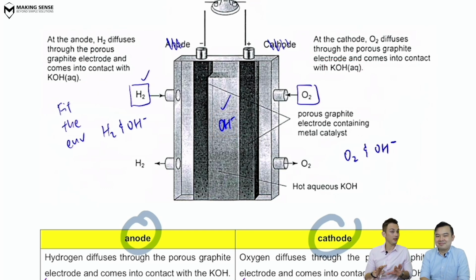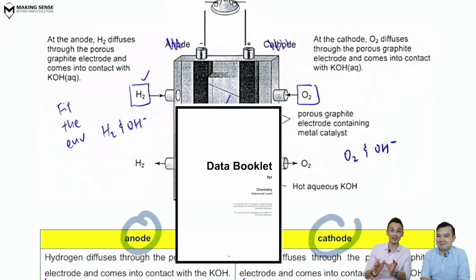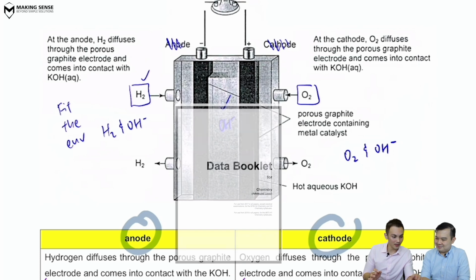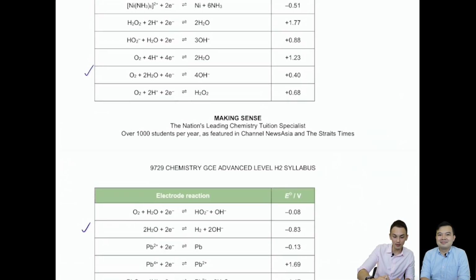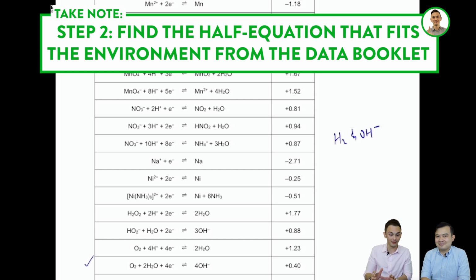Okay, so the first thing that we have done is we have located what are the species inside the environment. The next thing we're going to do is browse through the data booklet together. Okay, so let's do it. We go to the data booklet. Now, as you glance through the data booklet, it doesn't matter whether it's on the left-hand side or the right-hand side. All we want is to fit the environment. So you're going to glance through the entire data booklet, find the equation that has H2 and OH minus, right?